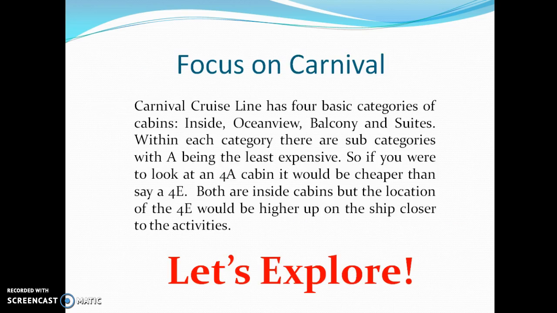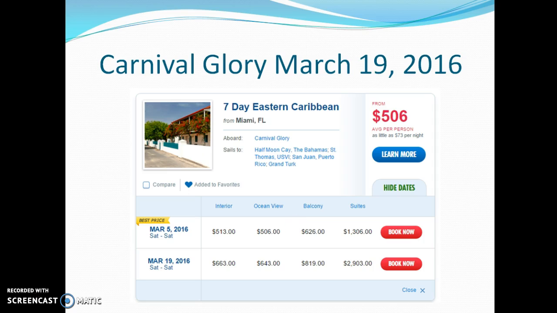Carnival has four basic types of cabins: inside, ocean view, balcony, and suites. Within each category there are subcategories, with A being the least expensive. So if you were to look at a cabin that was 4A, it would be cheaper than a 4E. Both are inside cabins, but the location of the 4E would be higher up on the ship and closer to the activity.